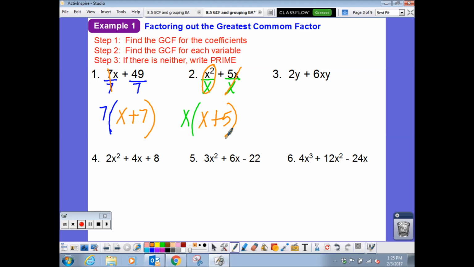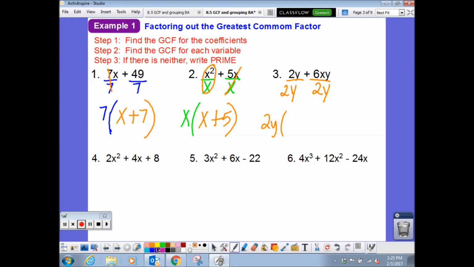Number 3, okay, I'm going to look at the numbers first, 2 and 6. Okay, 2 is the biggest number that goes into both of those. But then look, they also both have a y. Okay, they both don't have an x, but they do both have a y. So I have 2y, that's my GCF, and then I have to write what's left.